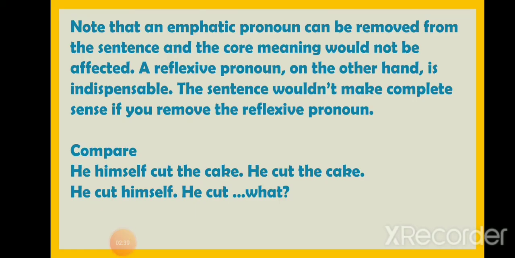We can see the first example here. He himself cut the cake. So, in the first sentence, himself is emphatic because if we remove himself from the sentence, then also the sentence will make complete sense. Whereas in the second sentence, if we remove himself, then the sentence will not make complete sense. For example, he cut himself. If we remove himself, then he cut what? So, we are not getting the exact answer, so the sentence is incomplete.